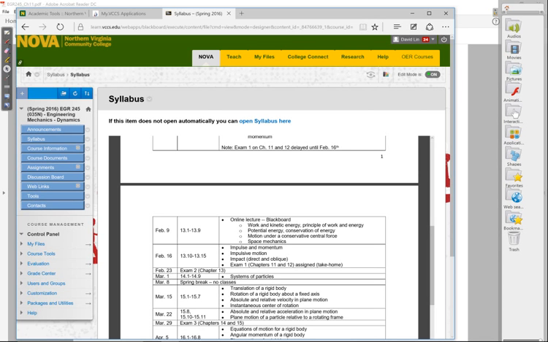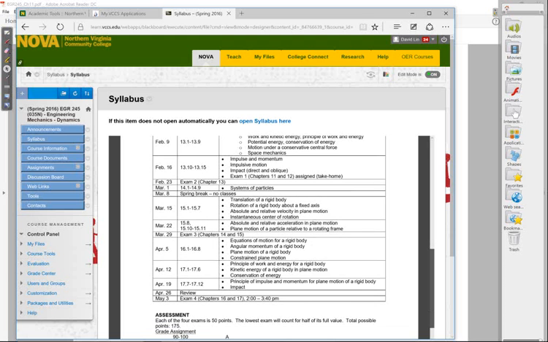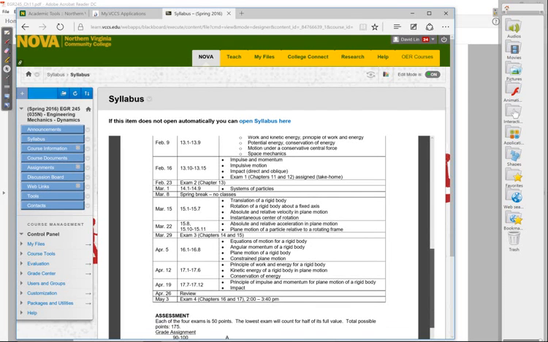Also on the syllabus, you'll notice that there are 4 exams listed. I will not give you the first exam until I return, and that will be a take-home exam, in the interest of saving some time. Exams 2 through 4 will be in class. So you have the dates of those exams, and you'll see the final exam listed.